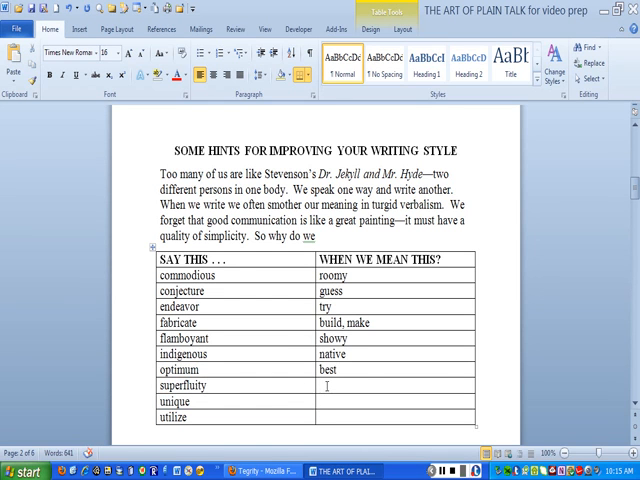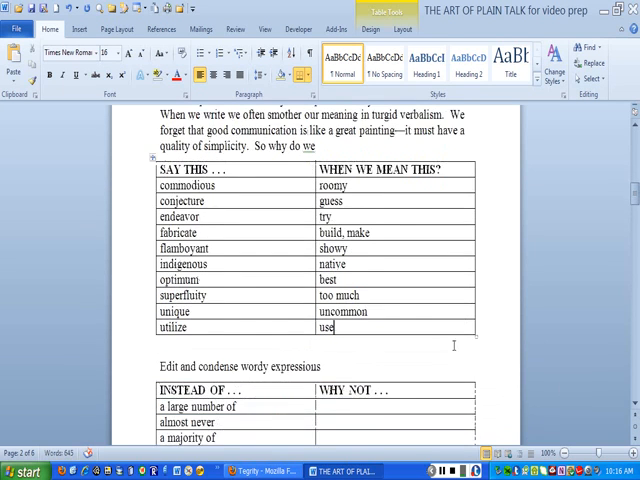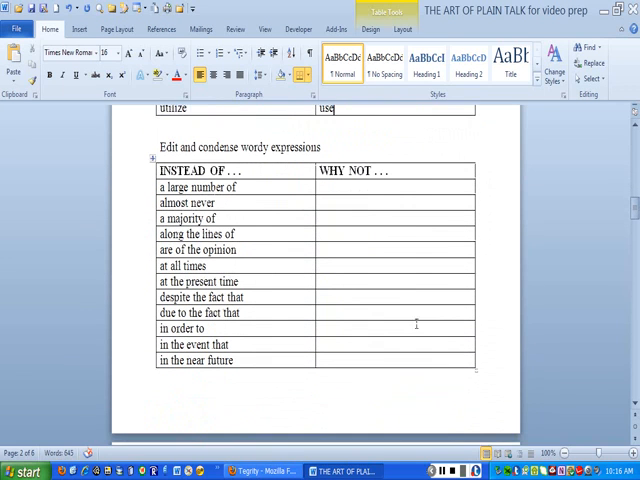Superfluity, too much. Unique. Usually we misuse this word, so just use the uncommon. Utilize. This was huge back in the 80s, 90s. Everything was utilize this, utilize that. And use is just the simpler term that's just more common, makes more sense.